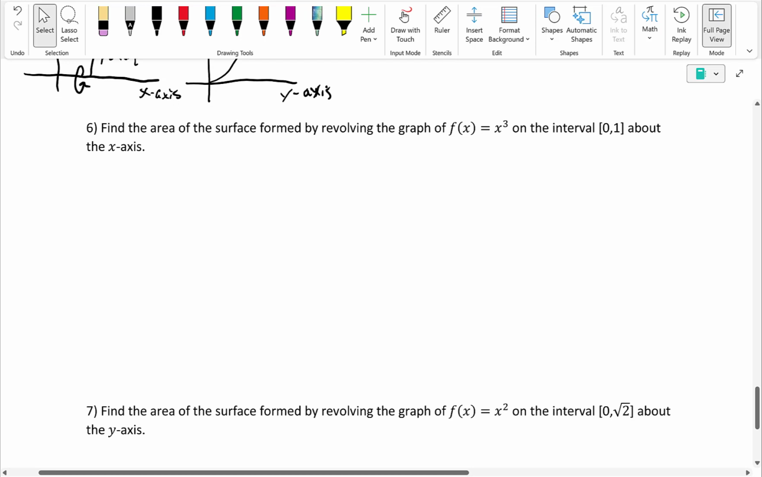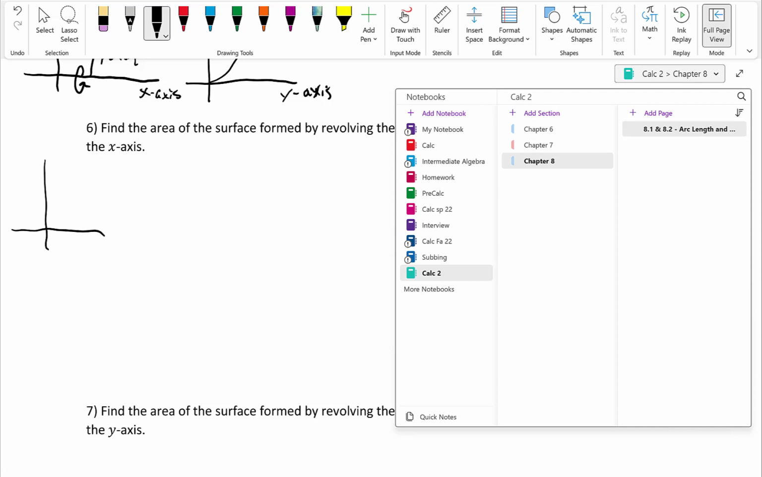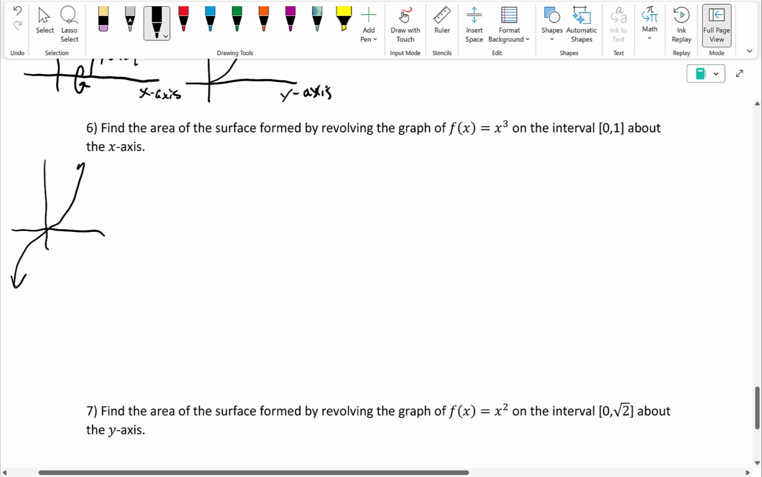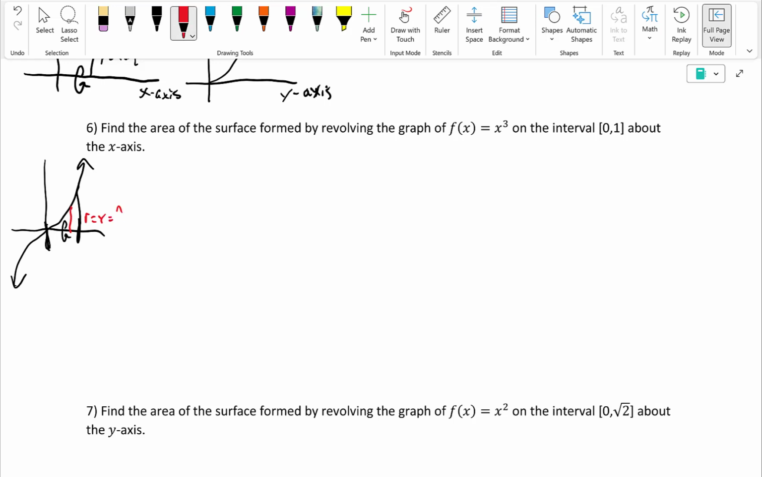We want to find the area of the surface formed by revolving the graph of f of x equals x cubed on the interval 0 to 1 about the x-axis. We don't have to have perfect pictures, but just to see that radius the first few times, x cubed is coming up through here. We're only taking the piece from 0 to 1 and rotating around the x-axis, which means our radius in here is a y value, or f of x.